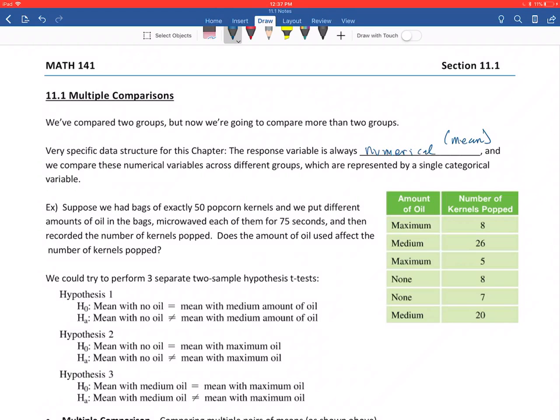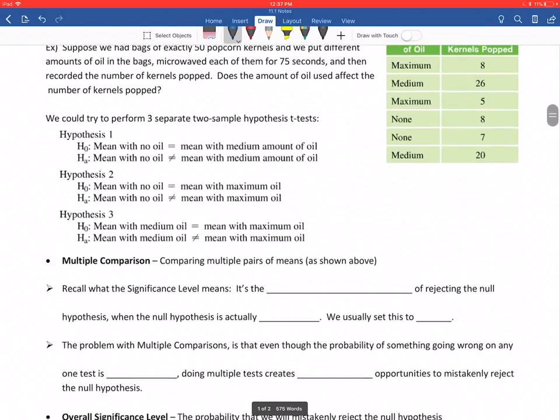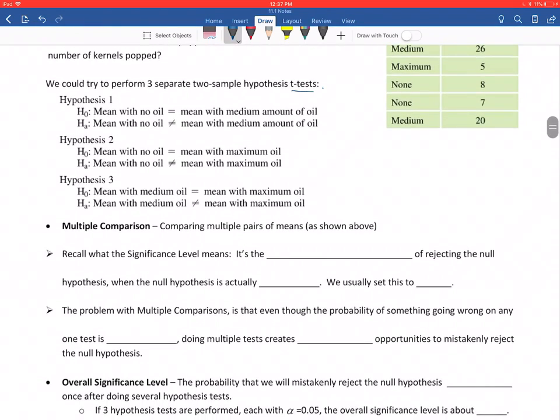We could do 3 completely separate 2 sample hypothesis t-tests because these are means, so they would be t-tests. The first one, we could compare no oil with medium oil and see if they're the same or different. And then we could do a different combination where we could do no oil with a maximum amount of oil and see what happens there. And then the last matchup we could do is medium with max, and we could see how that worked out. So that right there is what a multiple comparison is. It's comparing multiple pairs of means.